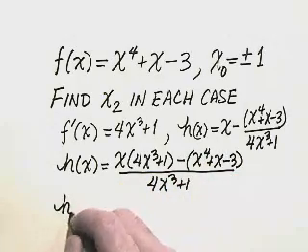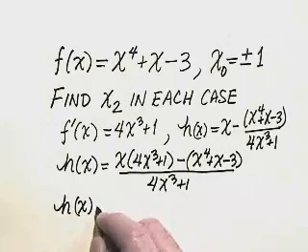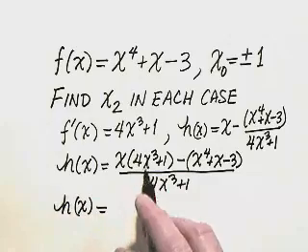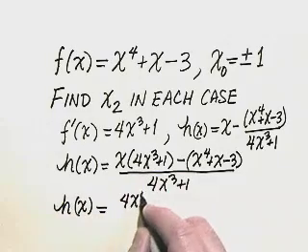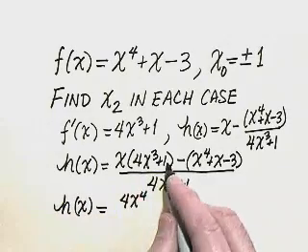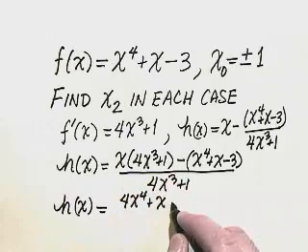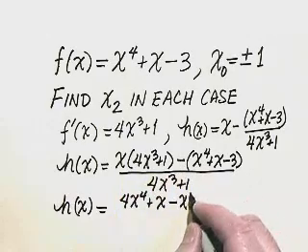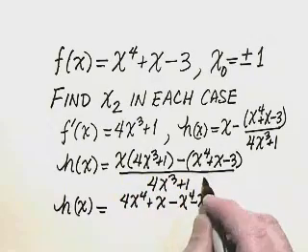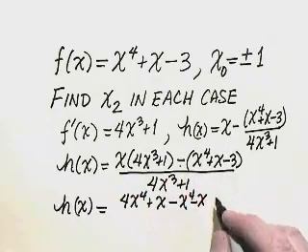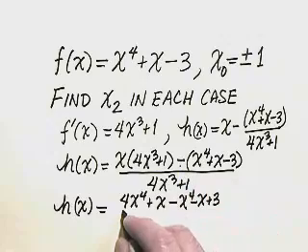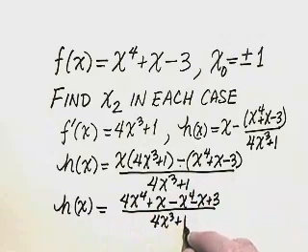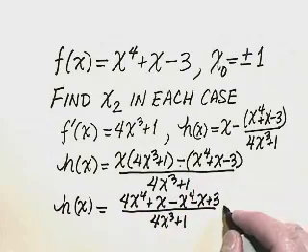And so we'll simplify. H of x, we'll multiply through here. 4x cubed times x is 4x to the fourth. X times 1 is just x. And we'll distribute the negative sign through. We have negative x to the fourth, negative x, and a negative negative 3 is a plus 3, all divided by 4x cubed plus 1.